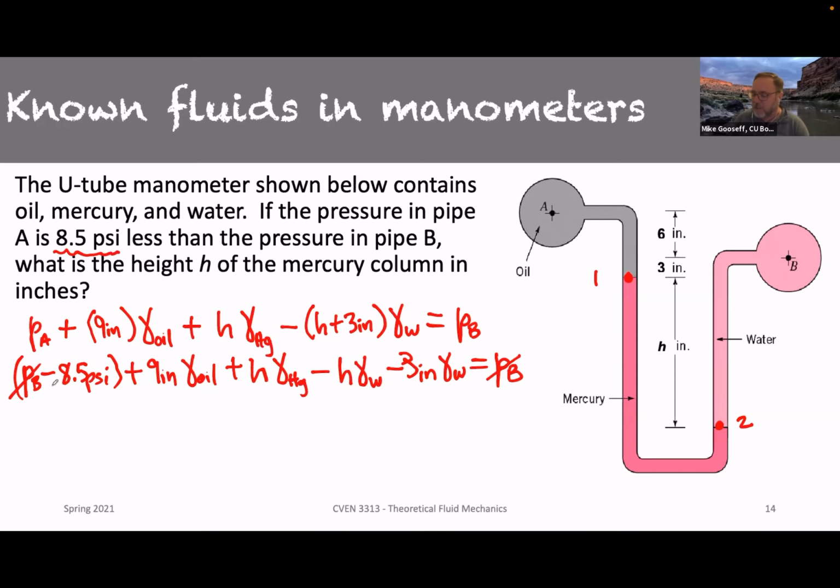We still have this constant of 8.5 psi. We can move that to the right side. If we were given gamma oil, we can look up gamma Hg and gamma water, and we could solve for H. So we have one equation with one unknown. We would just have to group these terms, and we'd have gamma W there as well. All right. Apologies, I don't know why I didn't have that one prepared, but that's basically how we would work through solving that one. Okay.